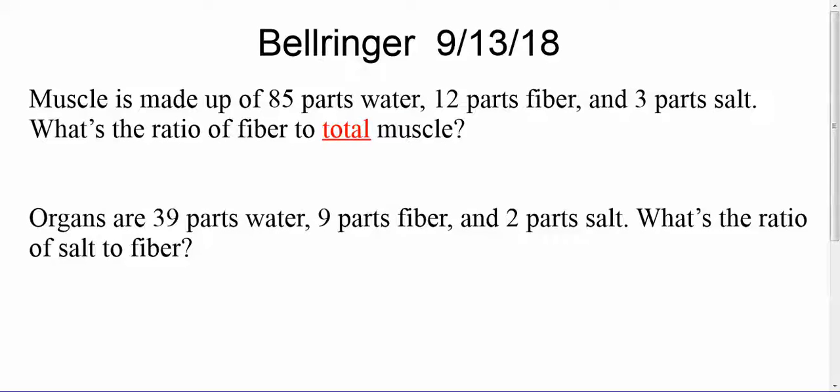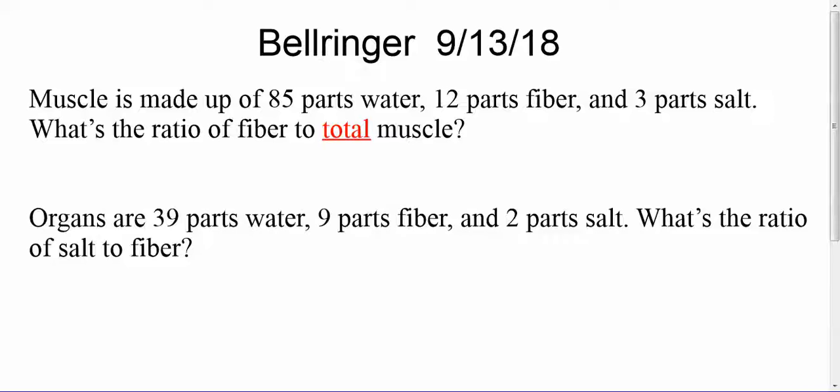I'm going to do a quick video on how to do some tape diagrams when dealing with ratio problems. Today we had a bell ringer that says muscle is made up of 85 parts water, 12 parts fiber, and 3 parts salt. What is the ratio of fiber to total muscle?